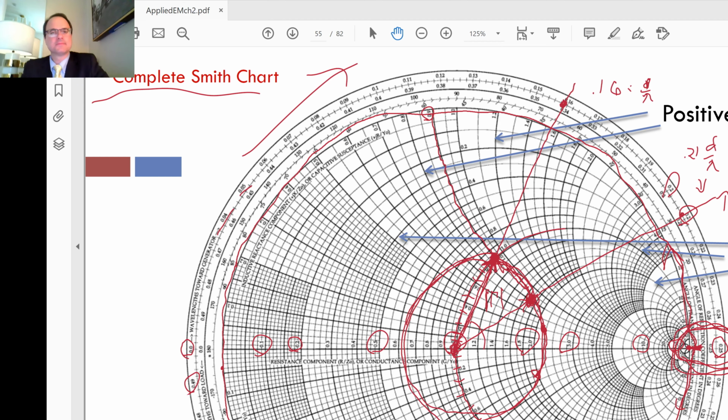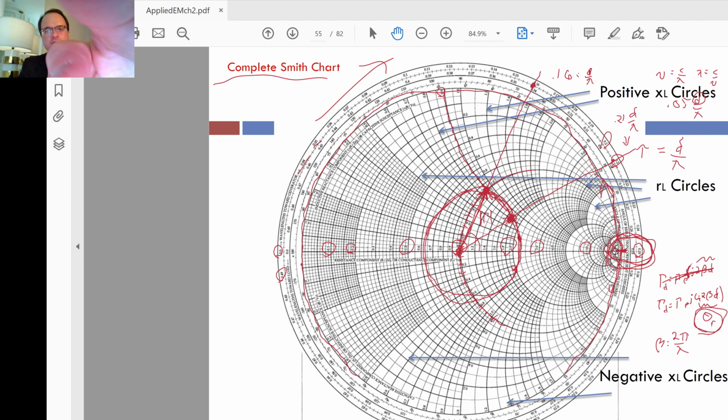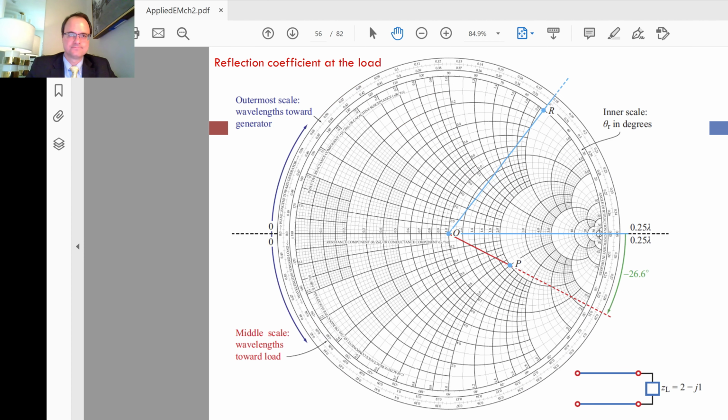Okay. So let's get this back up. Basically this is the same thing. I've already talked about the outermost scale being wavelengths towards the generator. So it's a certain amount of distance normalized by the wavelength that you want to assess some quantity, reflection coefficient or impedance values. And that's the outermost scale, and it is the one used the most, right?